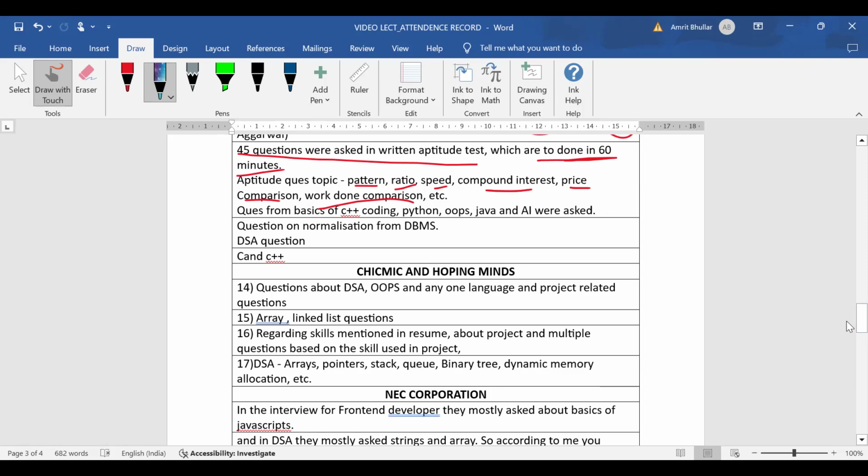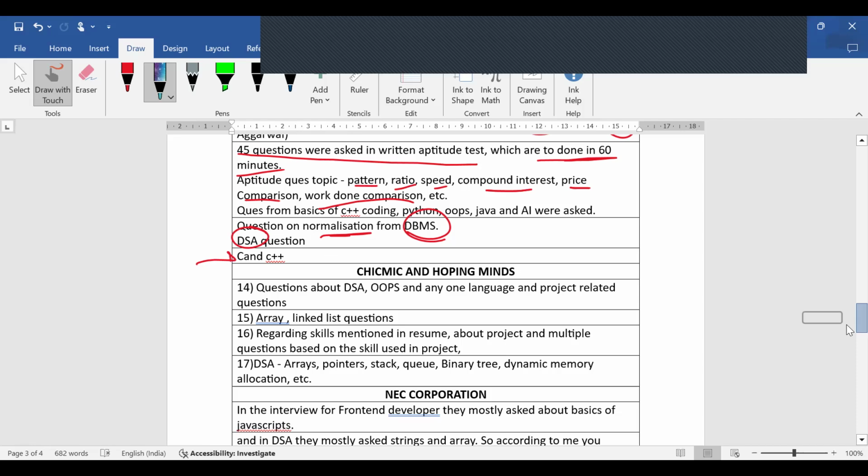The questions for coding were from C++, Python, OOPS, Java, and AI. Some questions were also asked from DBMS, like the normalization topic, and DSA questions were there. And C and C++, we have discussed this before also.